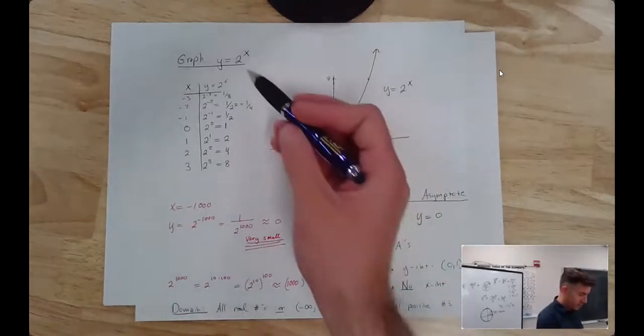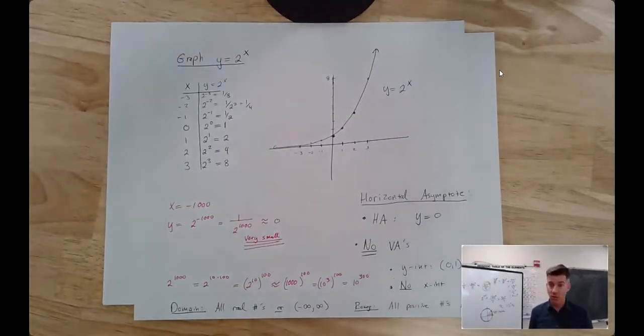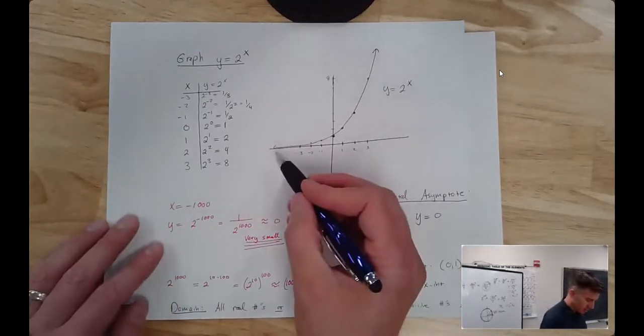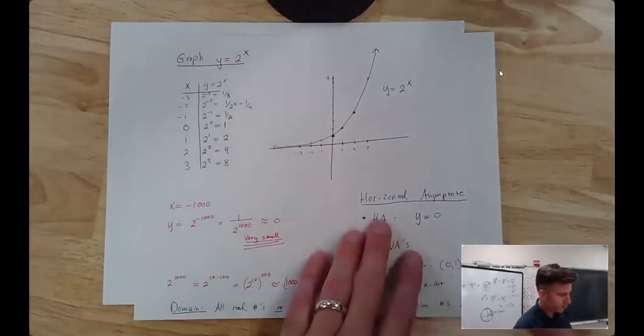So in this previous example, the base was larger than 1, right? The base was 2. If the base is larger than 1, you're going to have a graph that gets larger from left to right, which we call an increasing function.